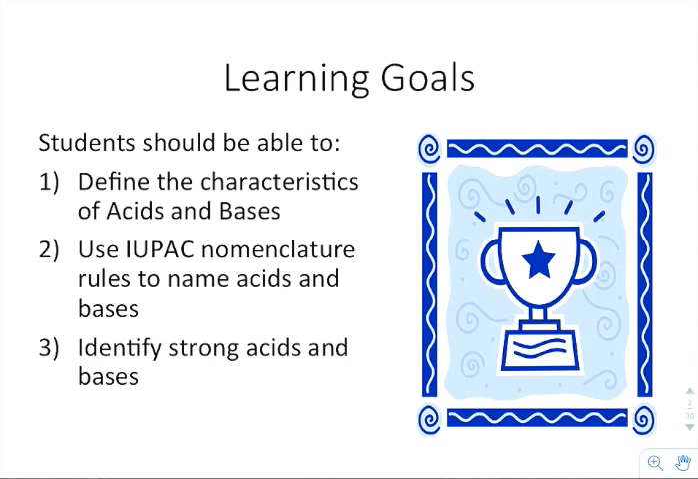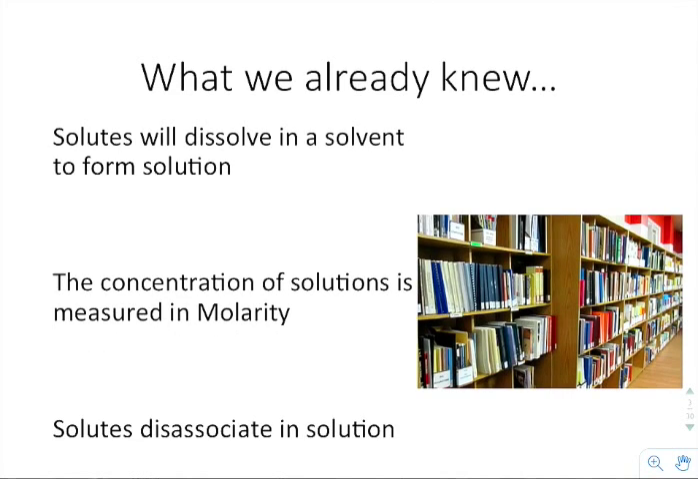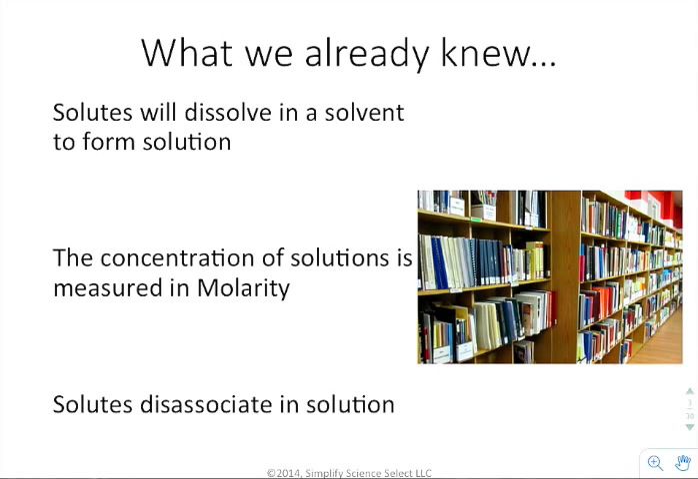characteristics of acids and bases, to use IUPAC nomenclature rules to name acids and bases, and to identify the strong acids and bases. So number one, what we already know from the previous unit, we know that solutes will dissolve in a solvent to form a solution. That's going to be particularly important because we're going to talk about things like dissolving HCl and where they're all going to be aqueous solutions. So we're going to assume that we're dissolving them in water.